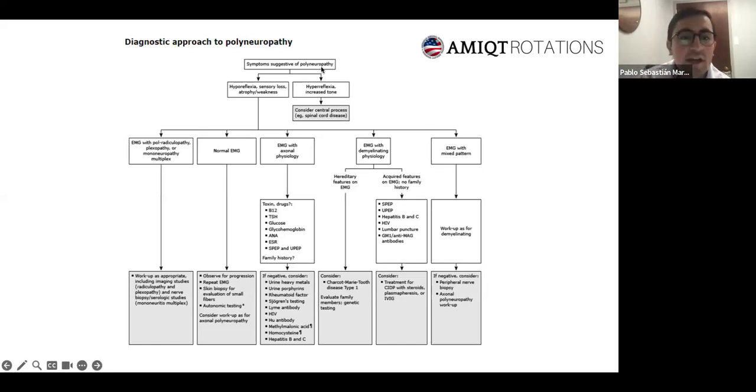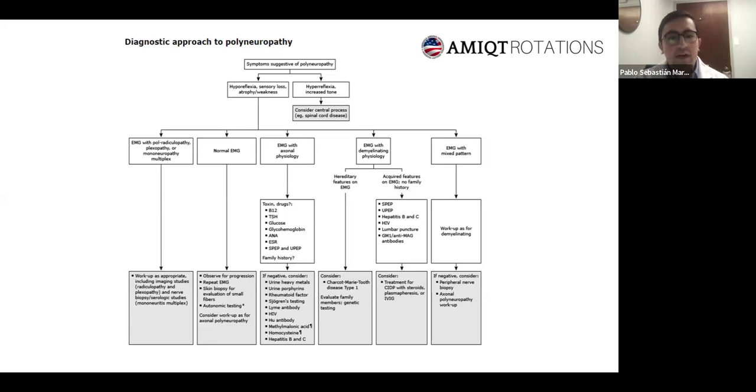On the other hand, if the process has symptoms like hyporeflexia, sensory loss, atrophy, and weakness, it could be classified as a lower motor neuron process, and it can be classified based on the EMG.